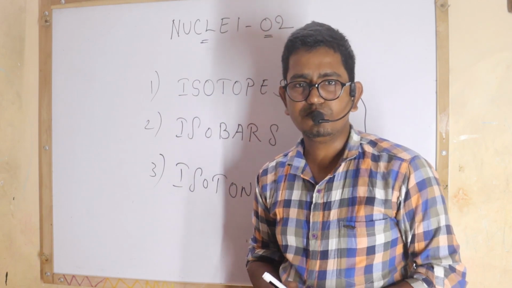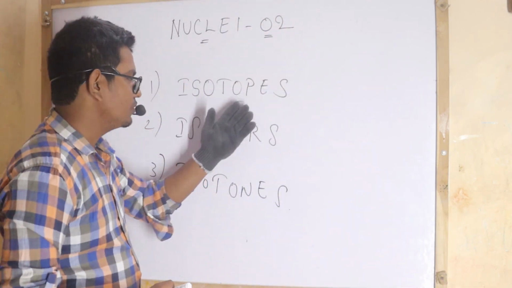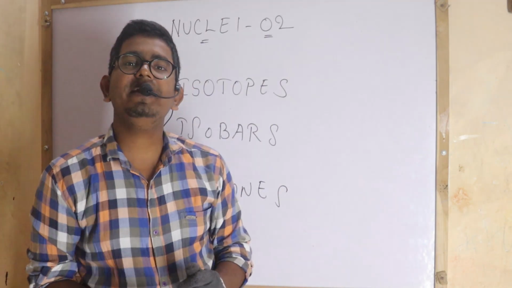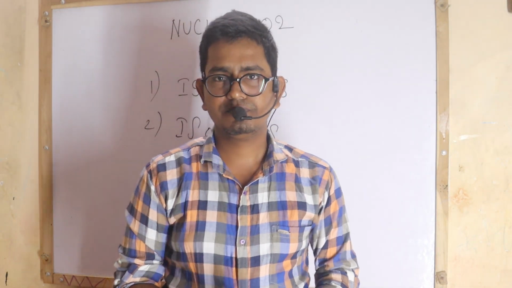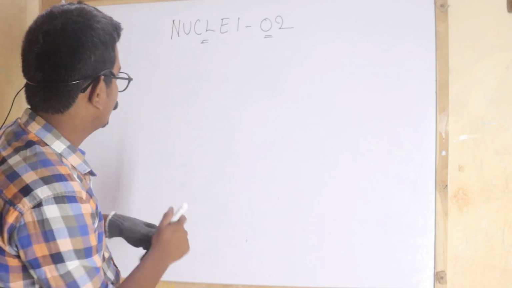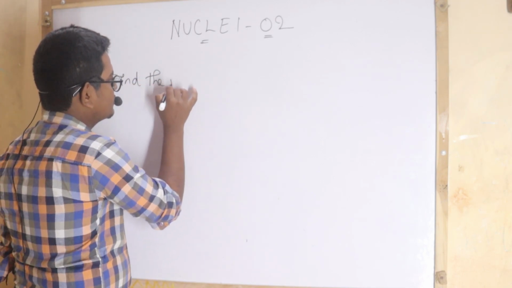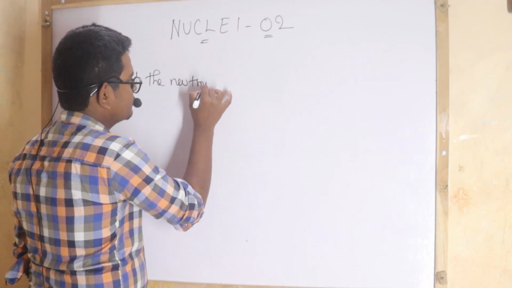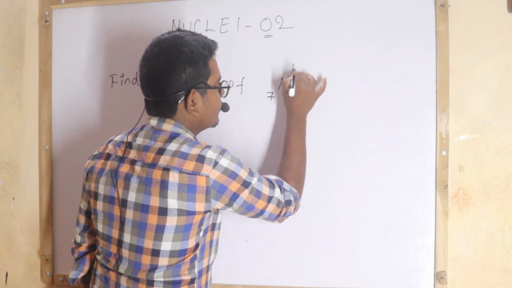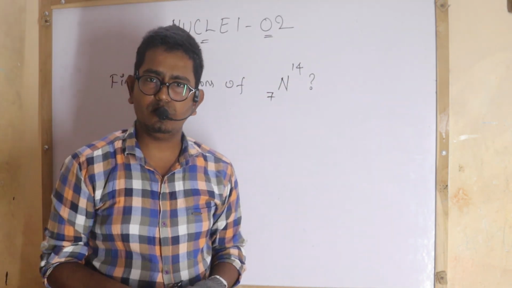Now we are going to start this session with isotopes, isobars and isotones. This is what in this video we are going to cover. So before proceeding to isotopes, isobars and isotones, we should know how to find the number of neutrons. Let's find the number of neutrons of N-14, nitrogen with mass number 14 and atomic number 7. So how to find the number of neutrons?